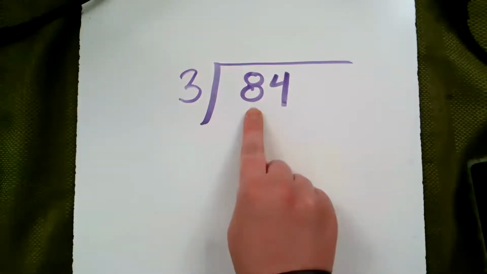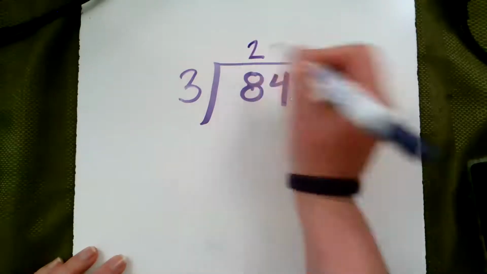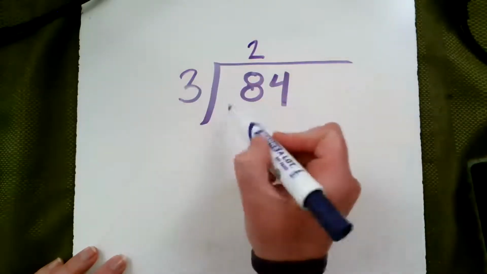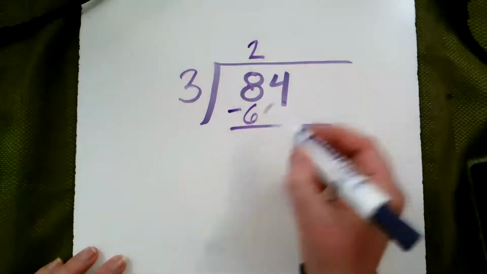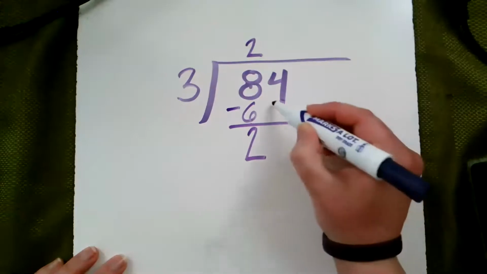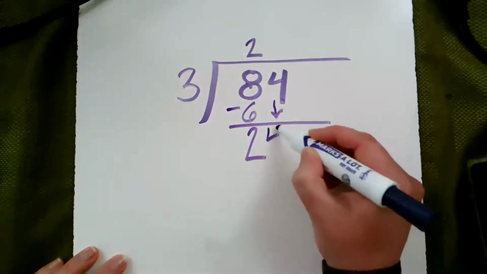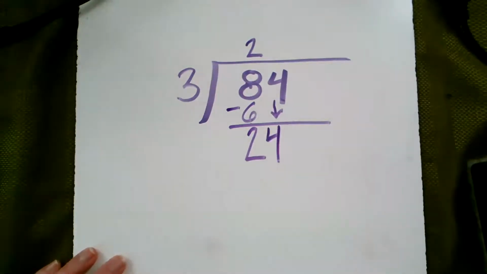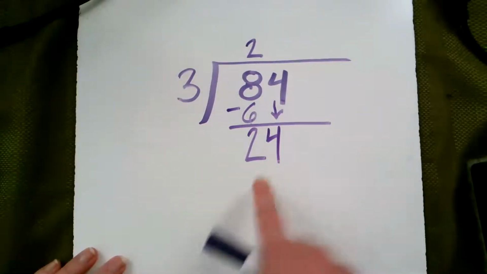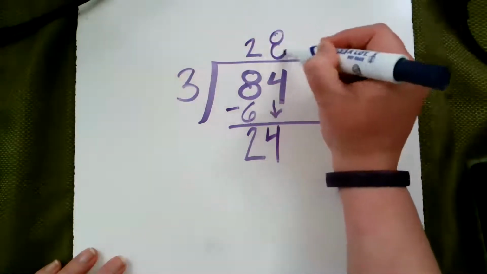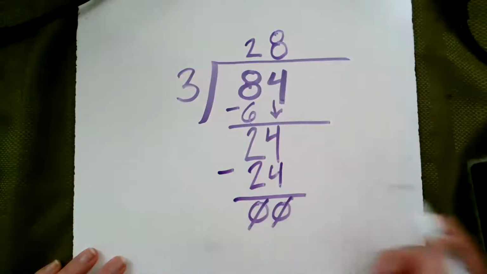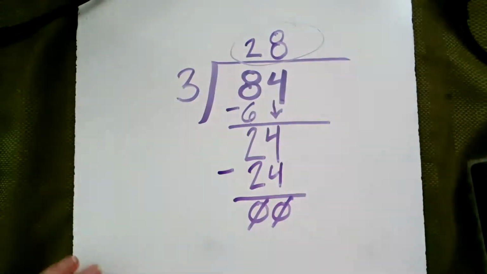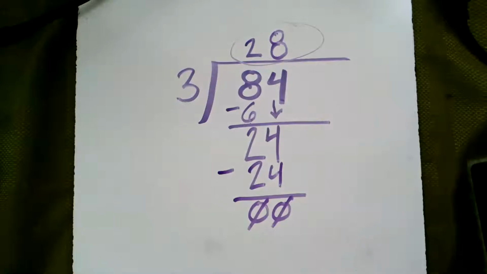8 goes into 3 2 times. 2 times 3 is 6. We're gonna subtract. 8 take away 6 is 2. Now I bring down my number to make my new fancy number. Now I'm going to ask myself, how many times can 3 go into my new number of 24? Well, we know that now is 8. We subtract by 24. Boom, baby. And we get the same answer as we did the first time of 28.